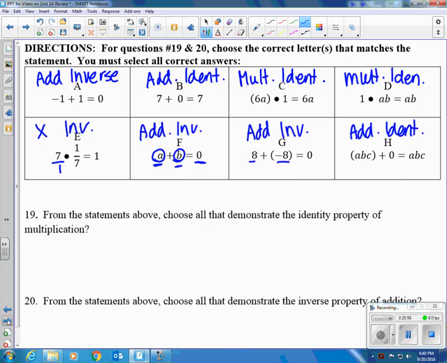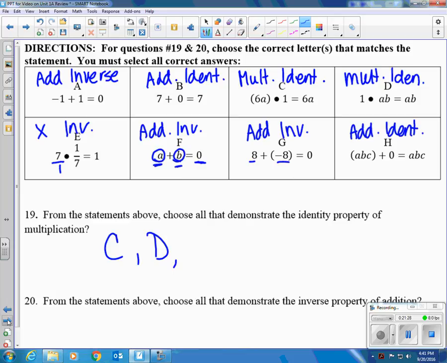Okay, so now that I've done all that, now I can actually read the question. From the statements above, choose all that demonstrate the identity property of multiplication. All right, they're getting very specific. I can only do the identity of multiplication. So A is out, B is identity, but that's additive. C is multiplicative identity. And then D is multiplicative identity. The rest are multiplicative inverse, additive inverse, and additive identity. So it's only C and D.